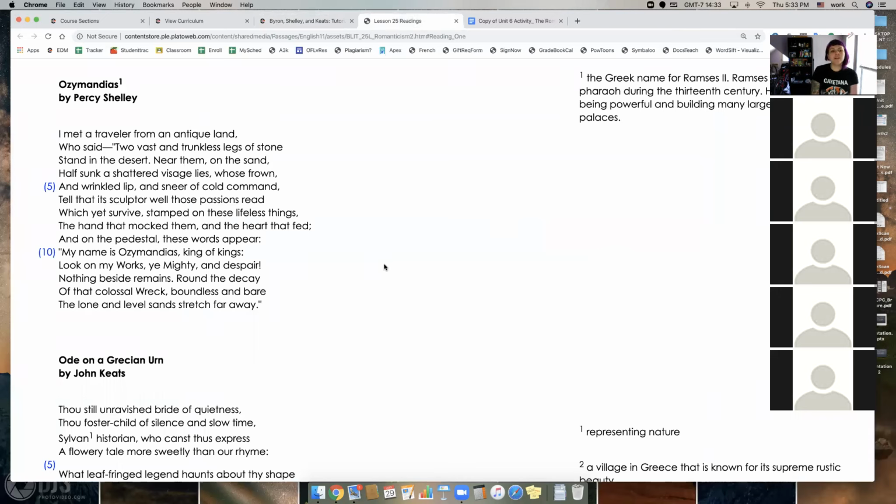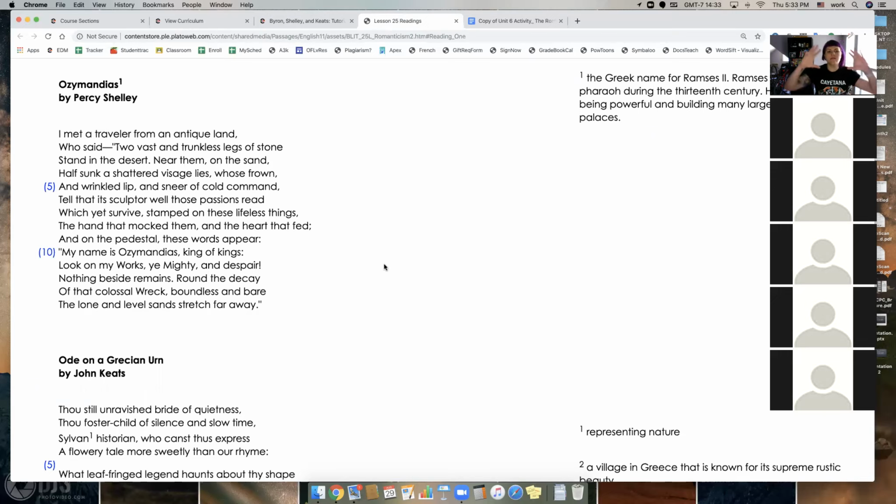I met a traveler from an antique land, who said, two vast and trunkless legs of stone stand in the desert. Near them, on the sand, half sunk, a shattered visage lies, whose frown and wrinkled lip and sneer of cold command tell that its sculptor well those passions read, which yet survive, stamped on these lifeless things, the hand that mocked them and the heart that fed. And on the pedestal, these words appear.